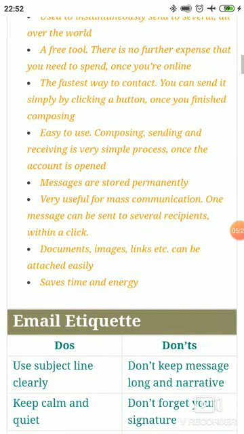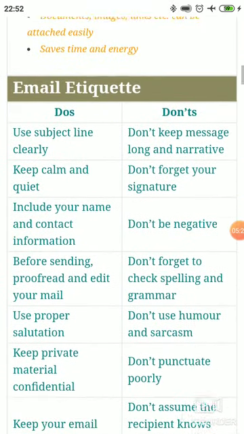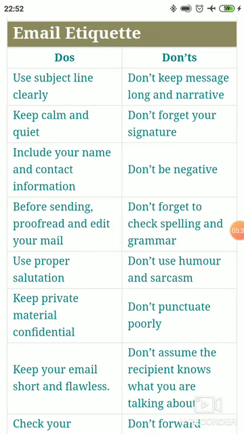Then comes email etiquettes or mannerisms. Under that we have got tabular data, one table with one column for do's and another column for don'ts. First we will read all the do's and then we'll come to the don'ts column.